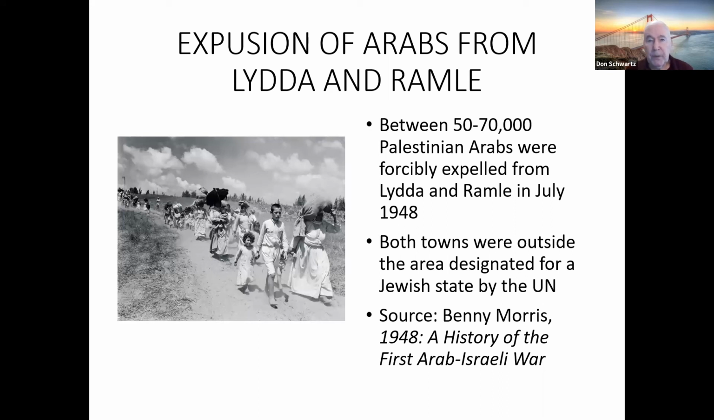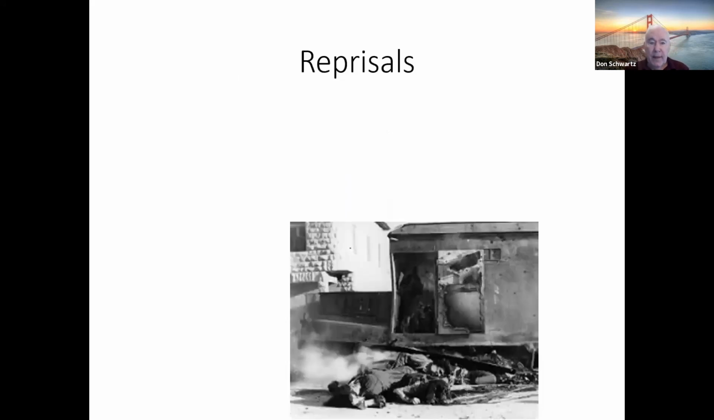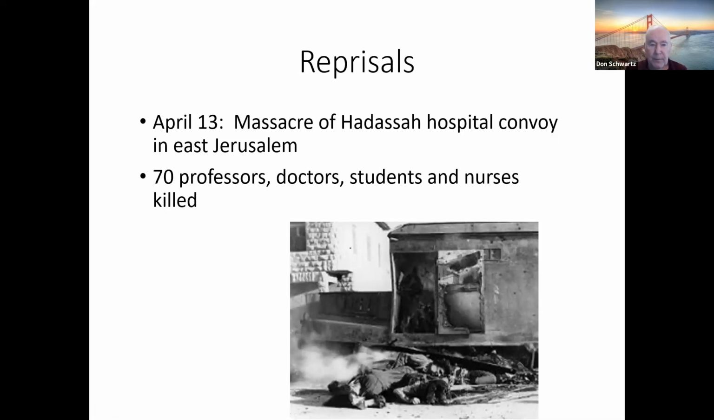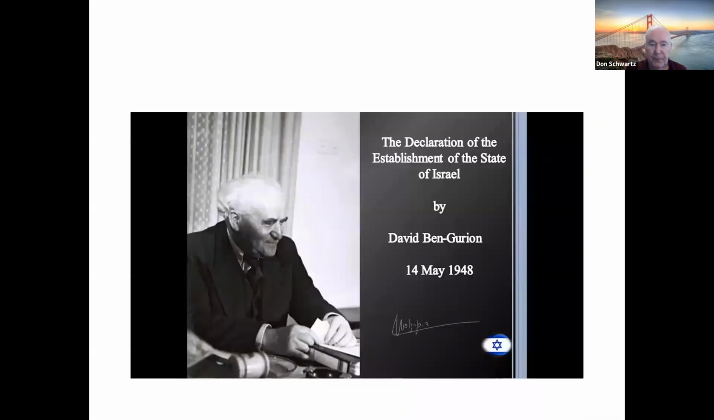As a postscript to the Deir Yassin atrocity, 5 days afterwards, there were reprisals on the Arab side. On April 13th, there was a massacre of the Hadassah Hospital convoy in East Jerusalem, which resulted in the death of 70 professors, doctors, students, and nurses.